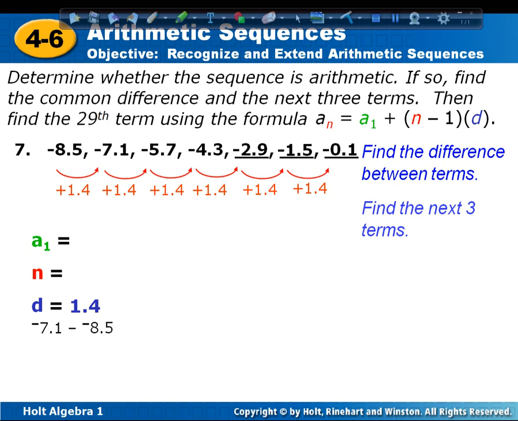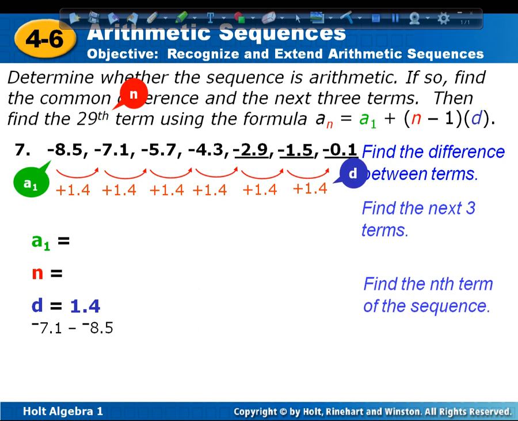Okay. Take a minute and pause the video and see if you can find the 29th term on your own here. Right, hopefully you've paused the video and took a minute to see if you can figure this out on your own. A sub 1 is negative 8.5. N was 29 because that's the term they asked me to find, and my D was 1.4 because that's what I'm adding. So I take my formula and I plug in my numbers.